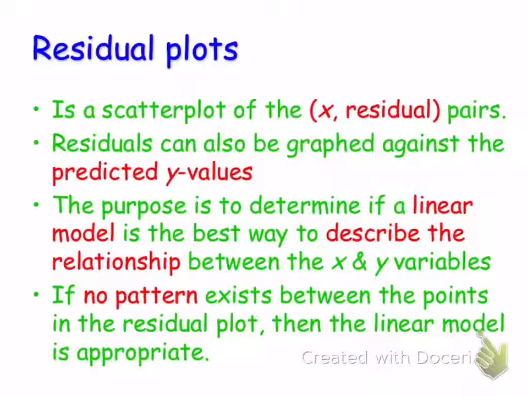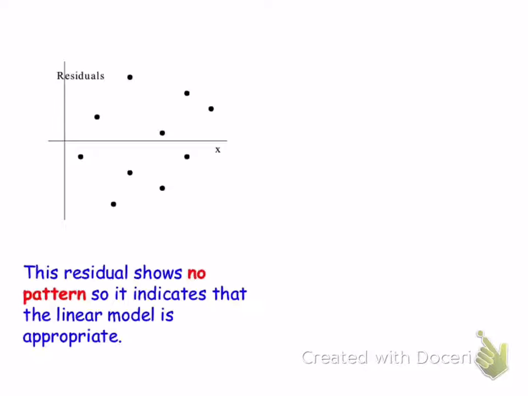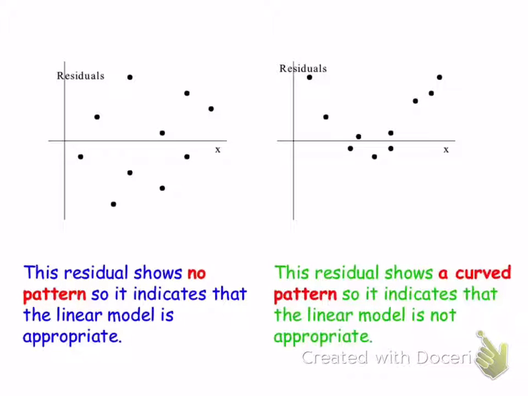So we're going to learn how to make a residual plot. Here's an example of one. Would I say that there is a pattern, yes or no? No. So my script would say the residual shows no pattern, so it indicates that a linear model is appropriate. Here's an example of where I do see a pattern. So I would say that the residual shows a curved pattern, so the linear model is not appropriate.